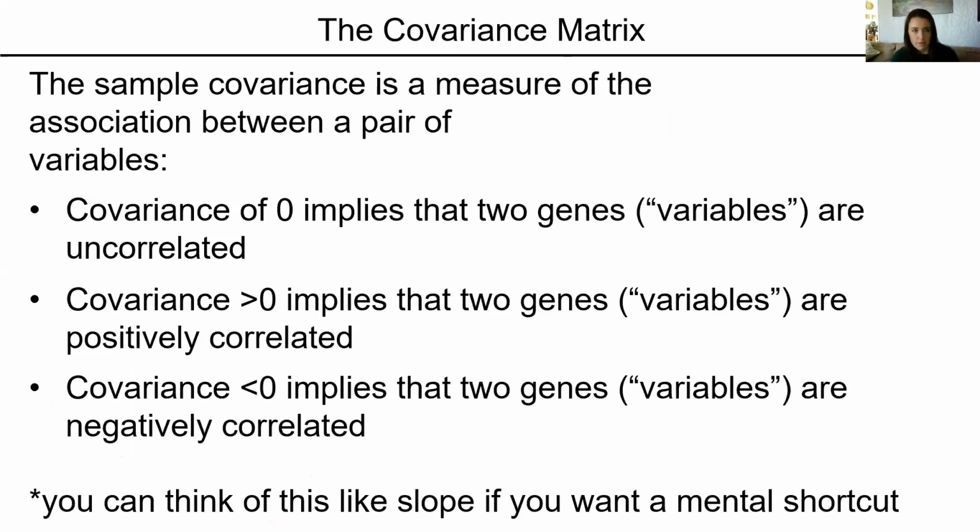So, covariance matrix. The sample covariance is a measure of the association between a pair of variables. If your covariance is 0, it implies that 2 genes or 2 variables are uncorrelated. You can think of this as age and height in adults, right? After a certain age, just because you're older doesn't mean you're going to be taller. Covariance greater than 0 implies that 2 genes or variables are positively correlated, whereas covariance less than 0 would imply a negative correlation. If you need a mental shortcut, you can think of this as slope, right? Slope, some sort of relationship.